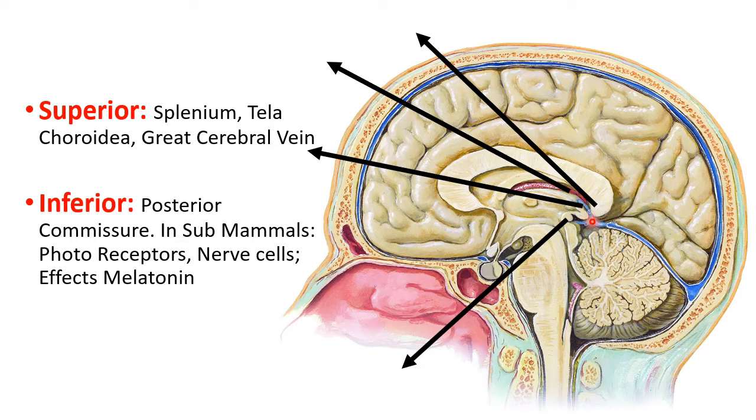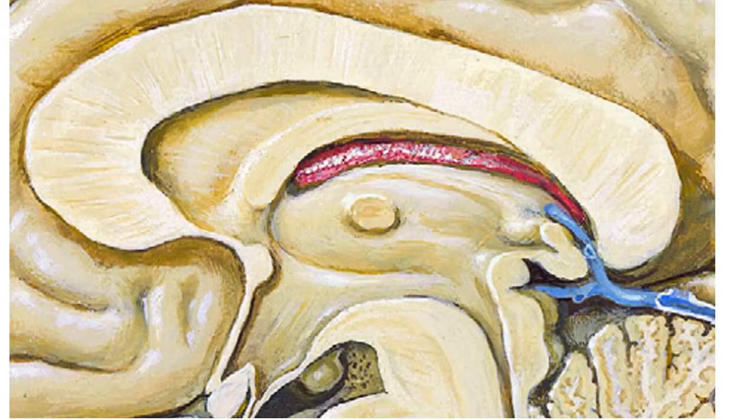We can see the great cerebral vein of Galen, which drains venous blood posteriorly and reaches the straight sinus, and then it drains into the transverse sinus. That is about the great cerebral vein of Galen. And the inferior relation is the posterior commissure. We can identify this pineal body as present superior to the cerebral aqueduct of Sylvius.